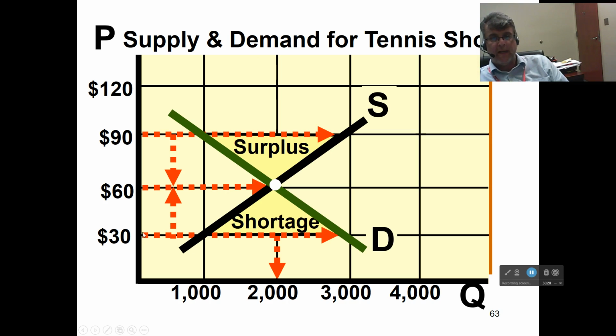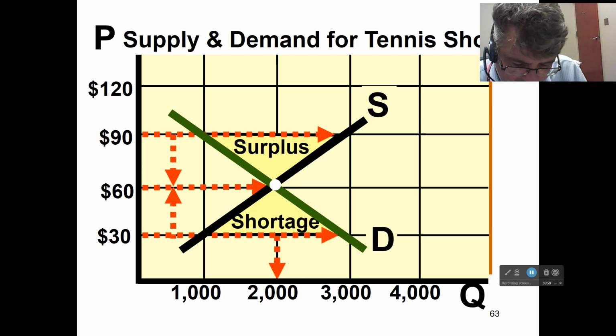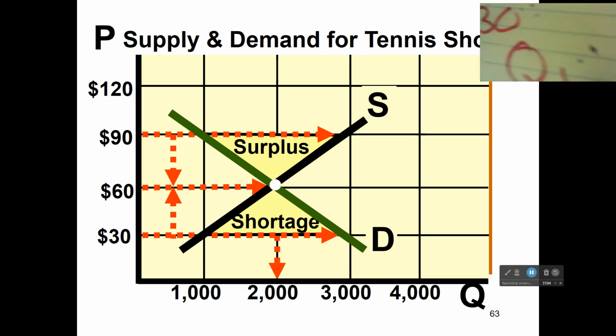But look what happens to quantity demanded. Trace that $30 over to the demand curve, and look what happens. Consumers are willing and able to buy 3,000 pairs per month of these shoes. They'll say, yeah, Brett Favre's a pervert, but they're really great sneakers for $30. I want them. So in this case, quantity demanded is greater than quantity supplied, and we have a shortage. So at a price of $30, quantity demanded is greater than quantity supplied.